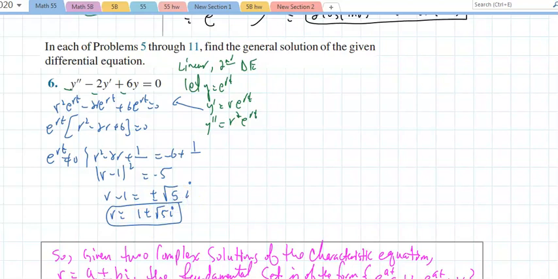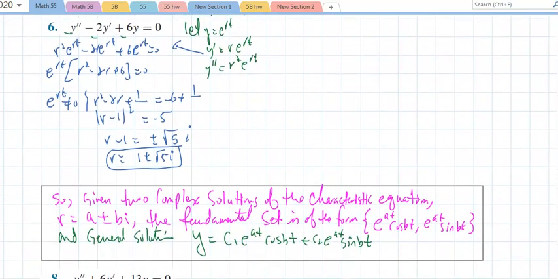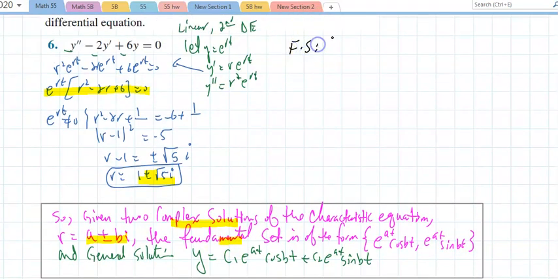And this is probably a good time to introduce this theorem. So, given two complex solutions of the characteristic equation, if you've forgotten, this is the characteristic equation. Given two complex solutions, I just got two complex solutions right there, a plus bi, plus or minus, the fundamental set. So when I want to write the fundamental set for this, that would be e to the at, e to the 1t cosine of radical 5t, and e to the 1t sine of radical 5t.